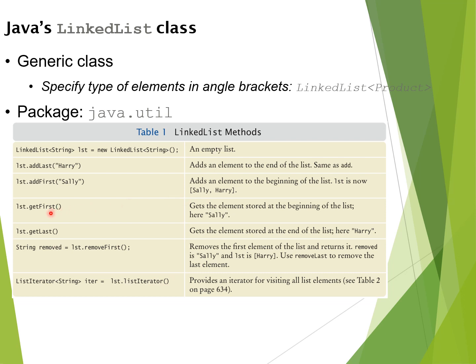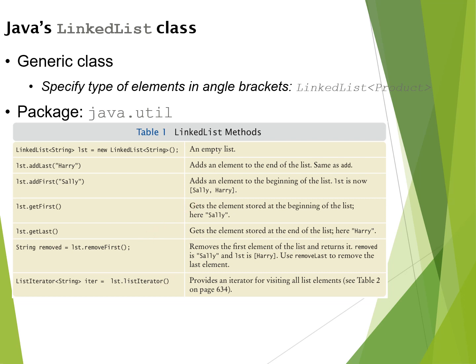And then we have another method which returns the first element of the linked list. It's called get first. So basically get first returns the element stored at the beginning of the list. It has no input parameters, unlike add first and add last. Get last gets the element stored at the end of the list. In this case it's Harry. So Harry is returned by the method get last. Sally is returned by the method get first.